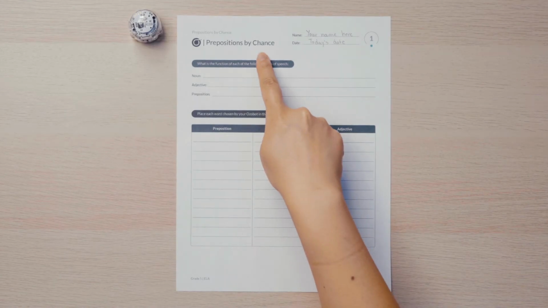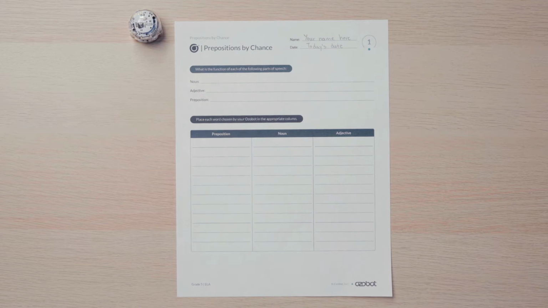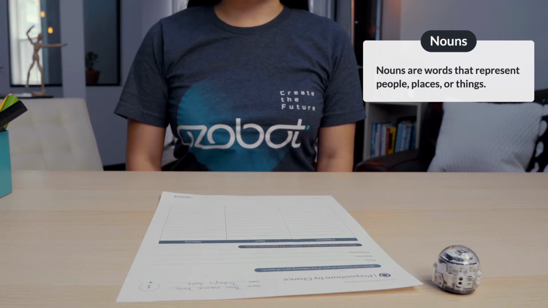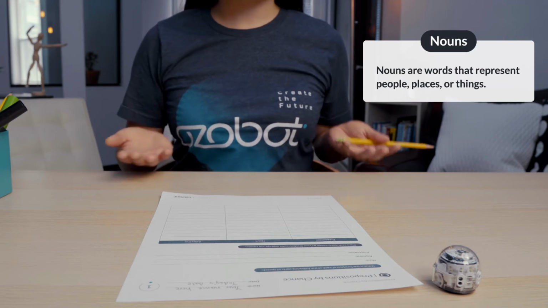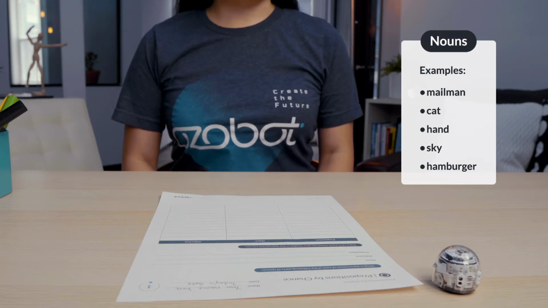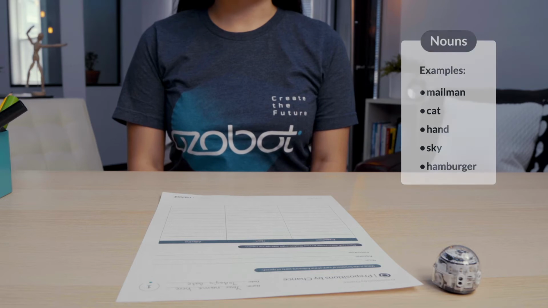Find your prepositions by chance activity sheet. Look at the top of the page. Let's begin by recording definitions. Let's review nouns first. Nouns are words that represent people, places, or things. Some examples of nouns include mailman, cat, hand, sky, and hamburger.